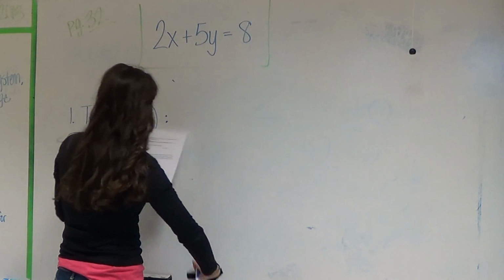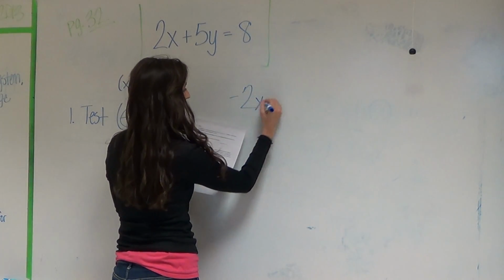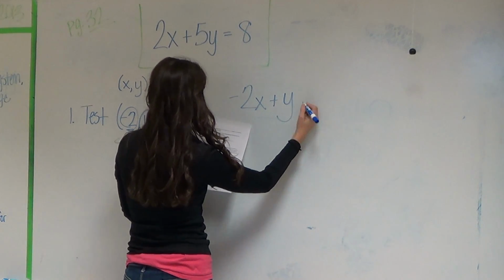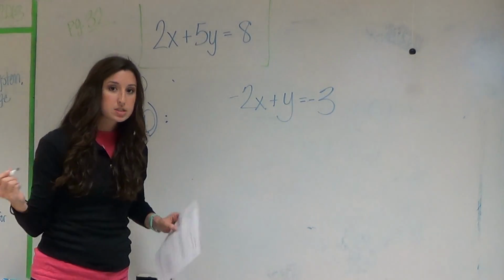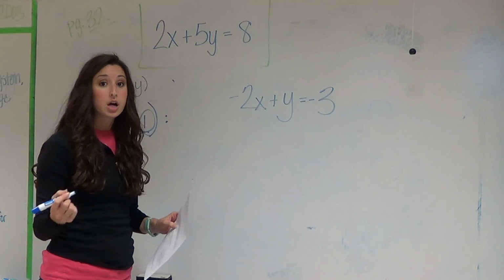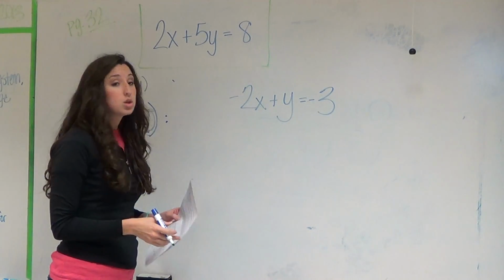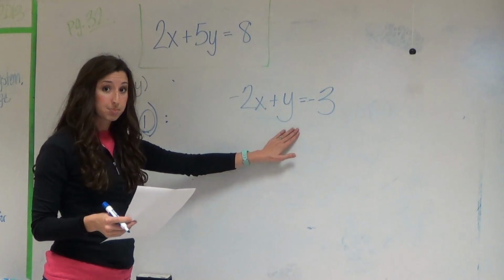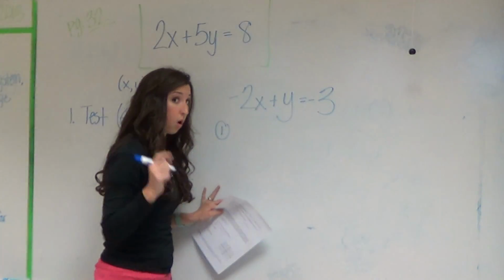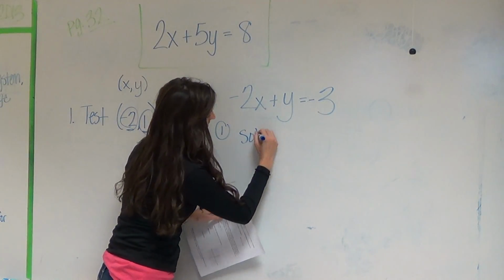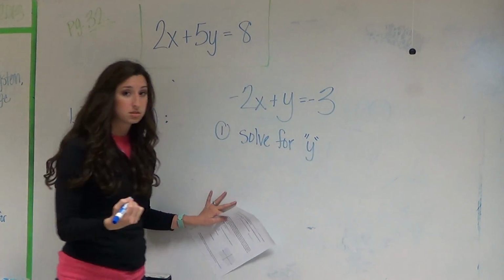So our equation is going to be -2x plus y equals -3. The very first thing you have to do, if you are going to figure out your coordinate points to be able to graph, remember we did this a long time ago with an XY chart, you first have to solve for y. So in your notes, first step, number one, solve for y.